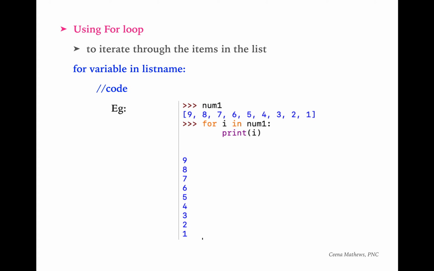Next, how to iterate through the items in the list. That can be done using a for loop. You can iterate through the items in the list. For example, for variable in list name, then you give the code. In the example you can see this is a number list, that is 9 to 1, and I can iterate through all the values. I can print the values in the list using the print statement, that is for I in num1, the list name. So it will access each item in the list and assign it to I. It will be printed one by one until the end of the list. All the items in the list are displayed as you can see in the output.